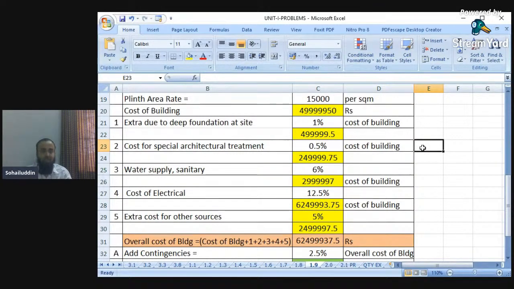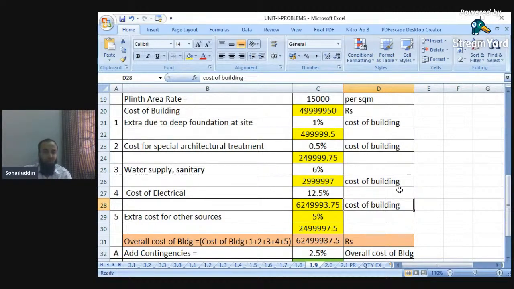Water supply and sanitary has again been taken as 6%. Cost of electrification has been taken as 12.5%. Again, in the same way, a simple percentage is there. So we have to take this percentage of the cost of the building. Again, these are percentages of the cost of the building: 1% cost of building, 0.5% cost of building, 6% cost of building, and 12.5% cost of building.